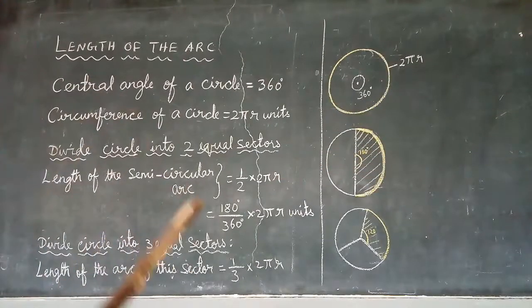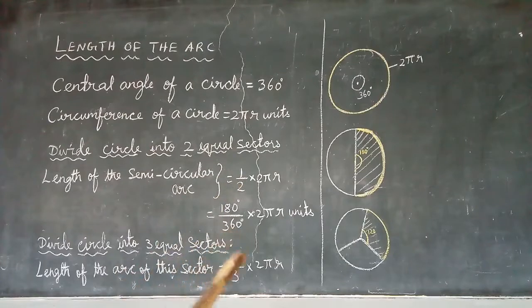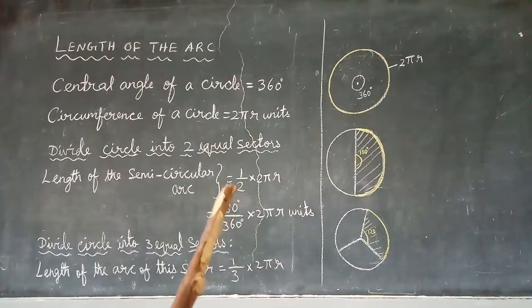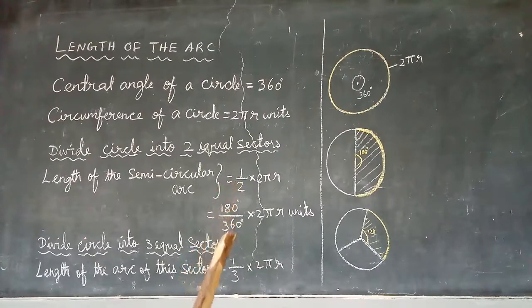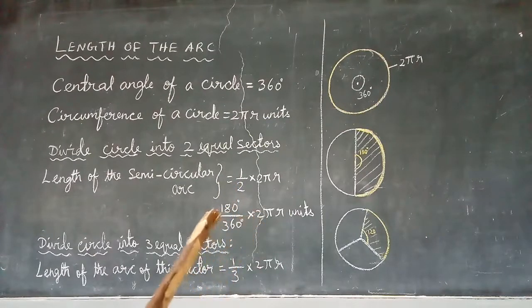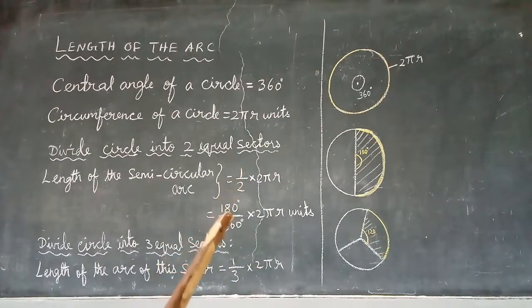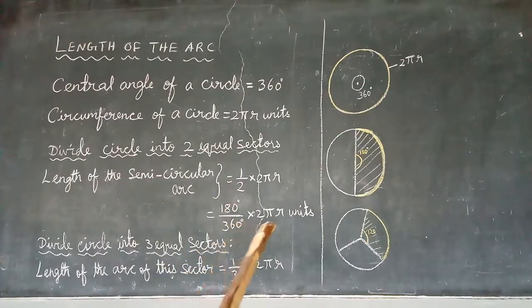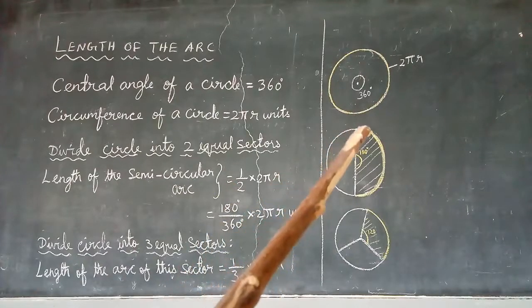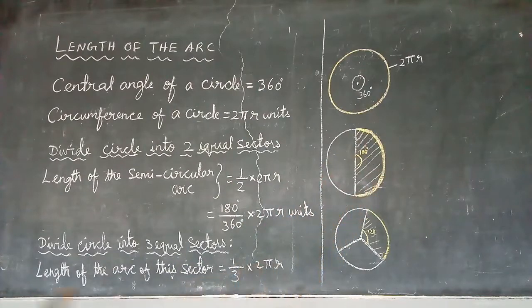Next step, instead of 1/2 I have written 180/360. In terms of degrees, I have written 180/360 for 1/2. If you cancel, you will get the same answer, 1/2. So instead of 1/2 I have written 180/360 into 2 pi r units. If it is a semicircle, the length of the arc will be 180/360 into 2 pi r.